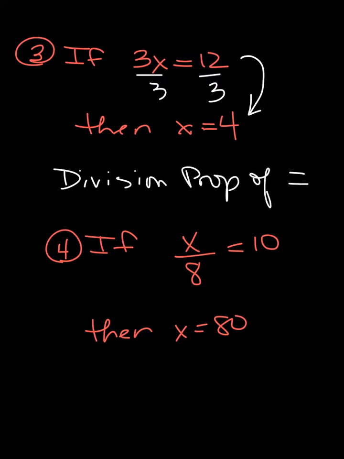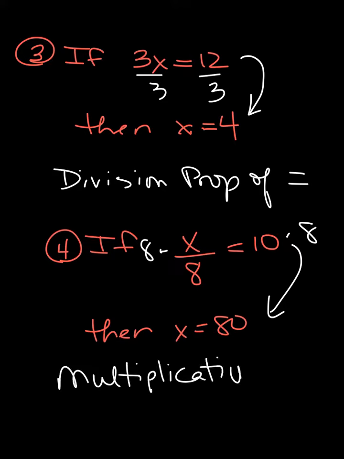If we look at number 4, I have x divided by 8 is equal to 10, and I'm trying to get x is equal to 80. So what I did is I actually multiplied both sides by 8. And so my reason is going to be multiplication property of equality.